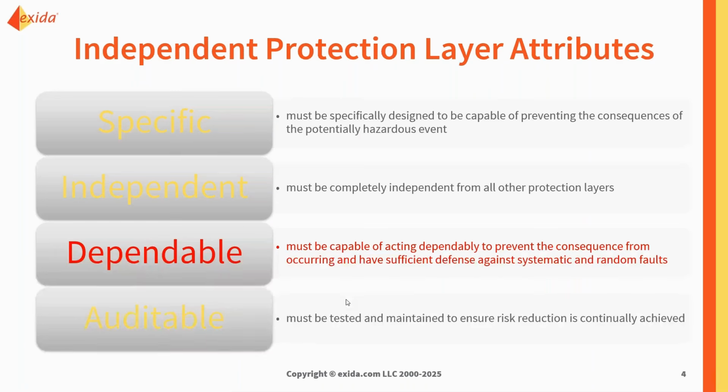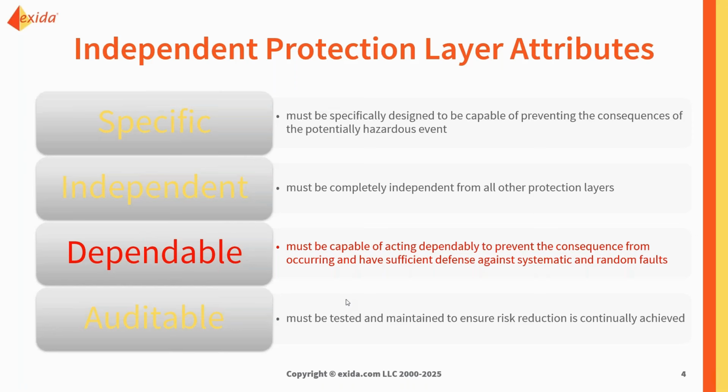And the other thing about safety instrumented functions is that they are independent protection layers. And when we come to look at independent protection layers, there are four things that we have to consider to qualify as an independent protection layer. Firstly, it must be specifically designed to be capable of preventing the consequences. Hence the example I gave you with the SIF to deal with the high pressure, the SIF to deal with the high temperature, and so on. Secondly, they must be completely independent from all other protection layers.